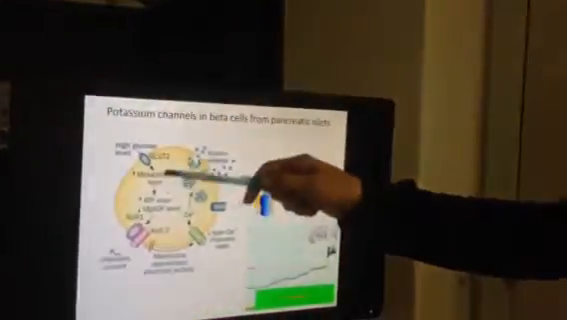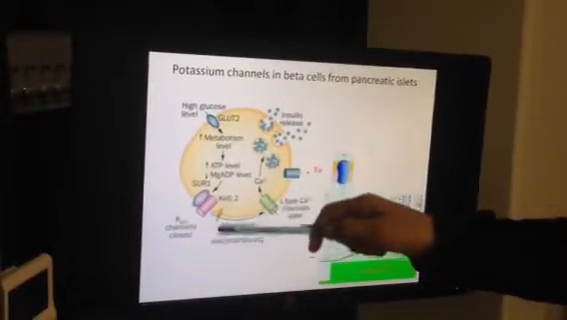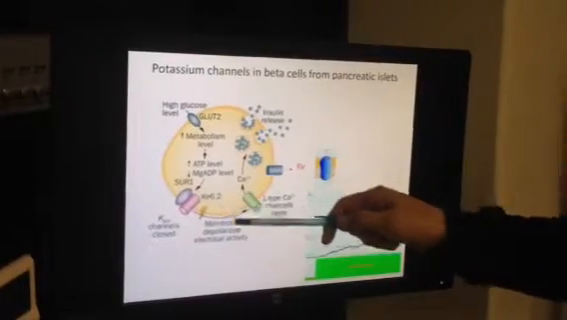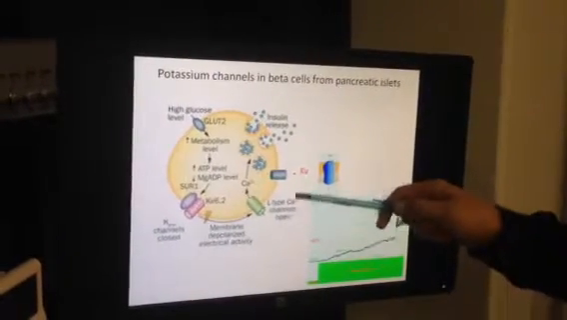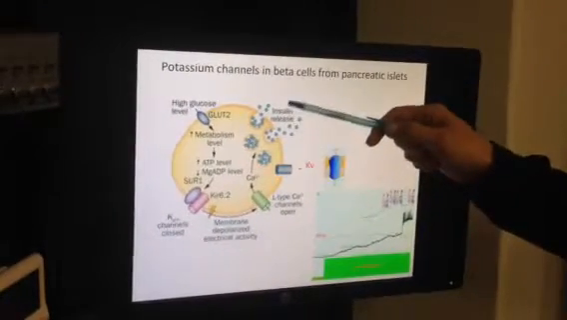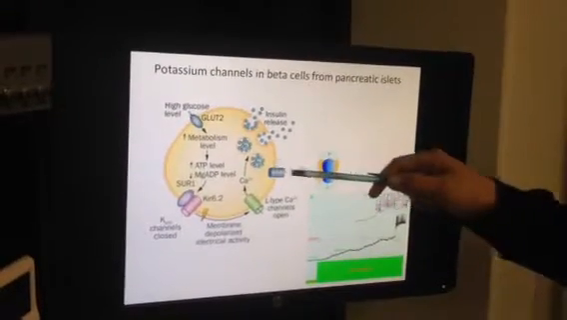And then another project that we're running in the lab is potassium channels in beta cells from pancreatic islets. So just to remind you, first, when you have glucose entering the cell, you have the increase of ATP concentration. ATP is going to close the ATP-dependent potassium channels. Then we're going to have a depolarization, and it's going to open the voltage-dependent calcium channels. The calcium is going to activate the insulin release, and then at the end of that mechanism we are going to have the efflux of potassium.